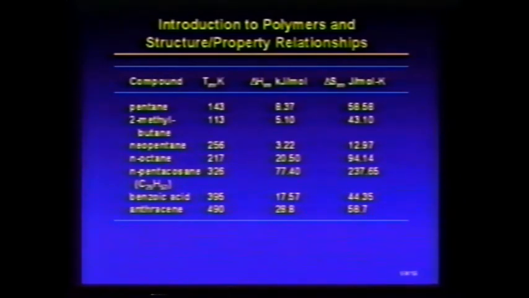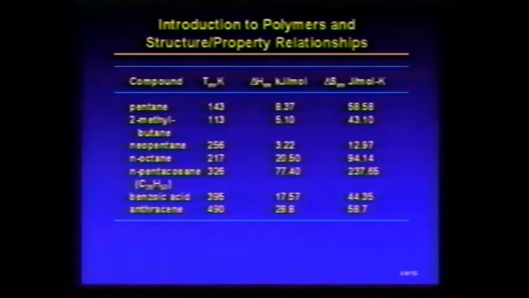So the point I'm trying to make here is that strong intermolecular forces can raise melting points, not necessarily by raising the delta H of melting, but by lowering the delta S of melting, by confining the number of permutations, the disorder, essentially, in the molten state.